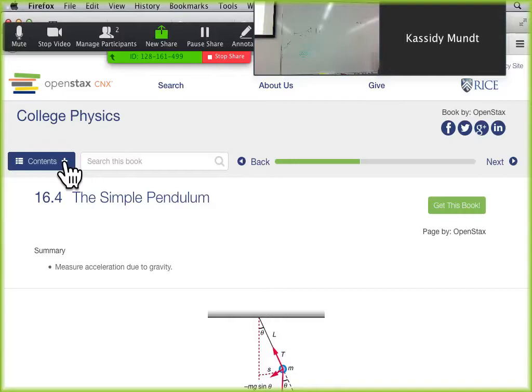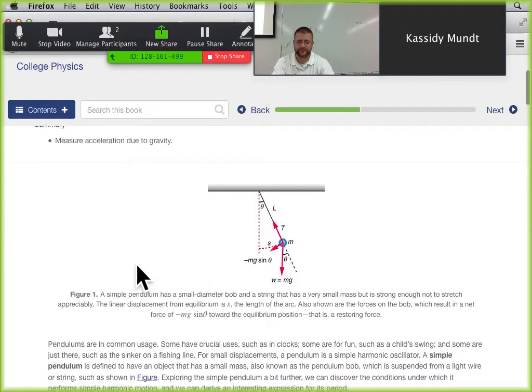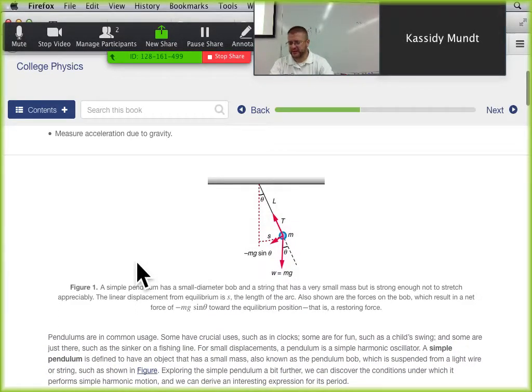Okay, let's see how much we can get done in the next half an hour, 45 minutes or so. So, the simple pendulum. The simple pendulum goes like this. It has a long massless string with a mass on the end of it.